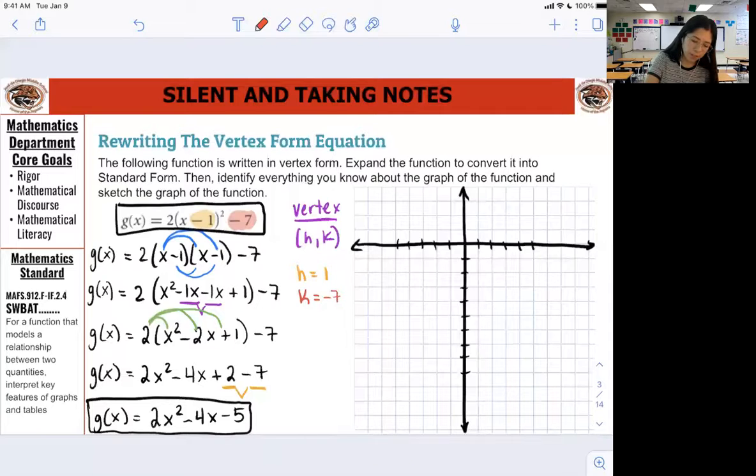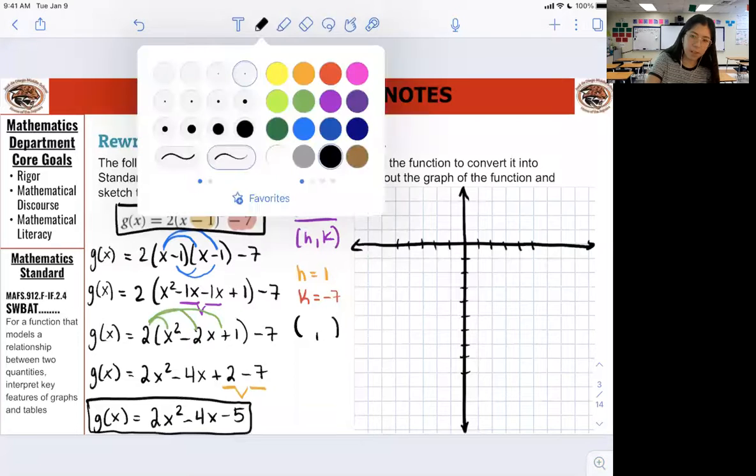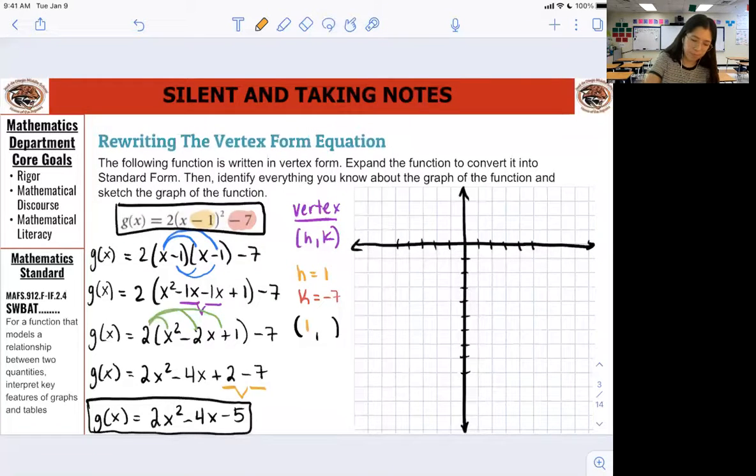So my vertex is located at 1, -7. I take that just from my equation, no math necessary. So I'm going to put down my vertex, 1, -7. 1, 2, 3, 4, 5, 6, 7. There it is.